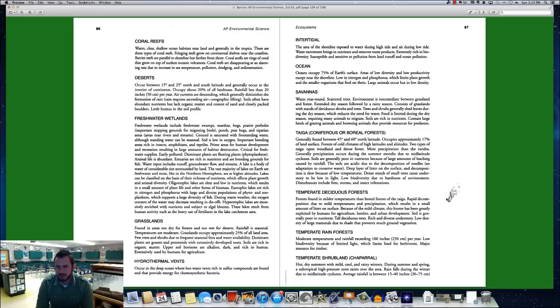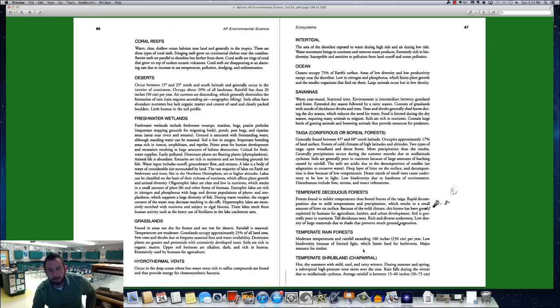The temperate rainforest has moderate temperature and rainfall exceeding 100 inches, 250 centimeters, per year. Low biodiversity, with limited light, which limits food for herbivores, and major resources of timber. And this would be out towards the northwest area, like in Seattle and Washington out there.